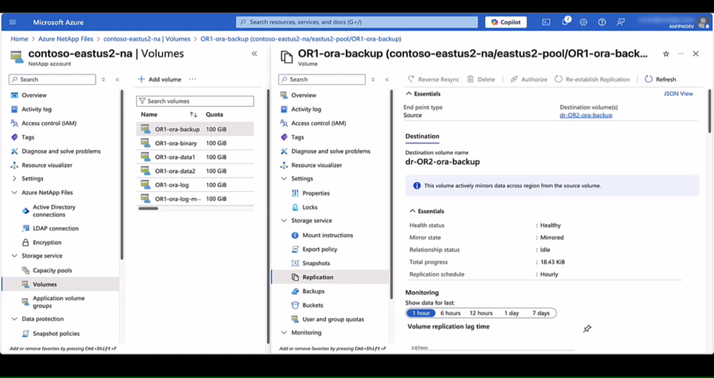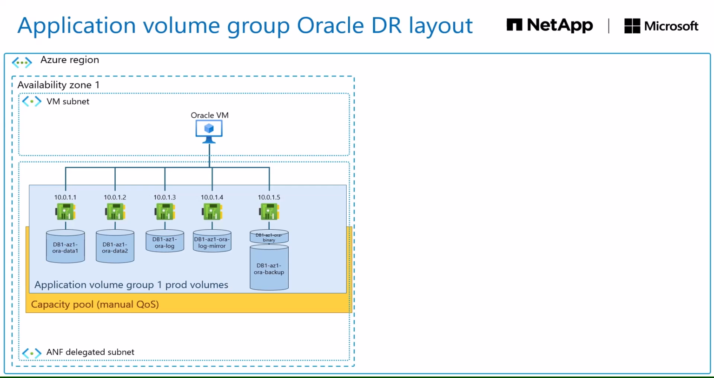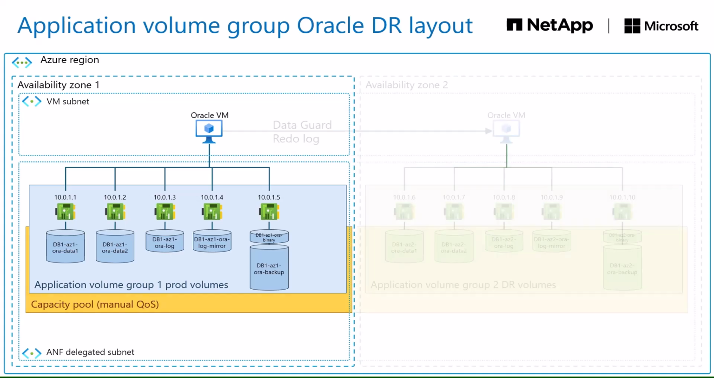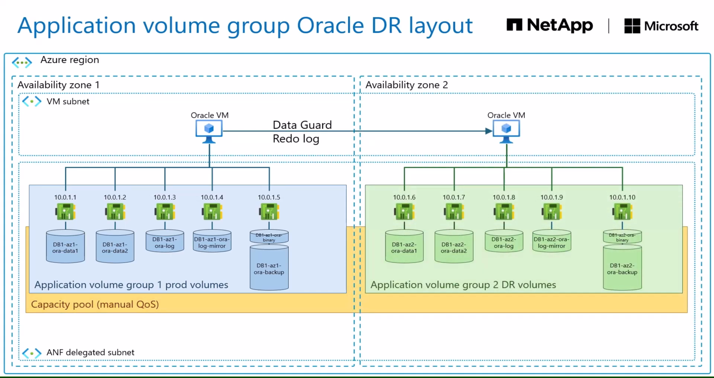Thanks, Sean. The resulting volume layout in this scenario with 2 data volumes will look like this. We have the primary data volumes in application volume group 1, and once we add the DR volumes, the same volume layout is established in the second zone or in a second region. We observe that Azure NetApp Files volume replication is asynchronous. So in order not to lose any transactions upon a failover to the DR volumes, please use DataGuard to replicate the logs to the DR location.